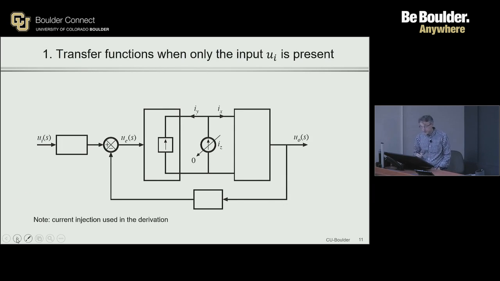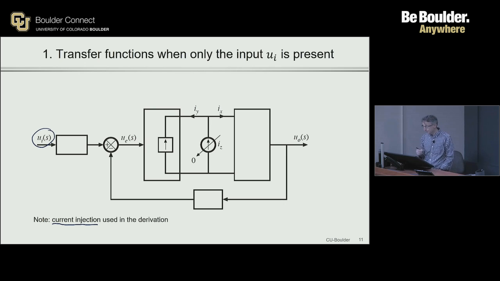So first, transfer functions when only input UI is present. So UI is present right here. In the block diagram, the injection signal is set to 0. It's not null. It's just equal to 0. It's an independent source. We just set it to 0. In this particular derivation step, we have the current injection used as an example. You could do exactly the same steps with voltage injection.